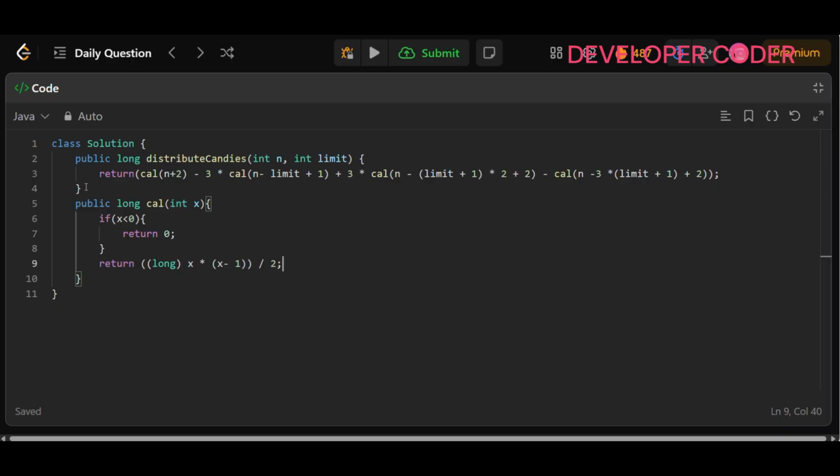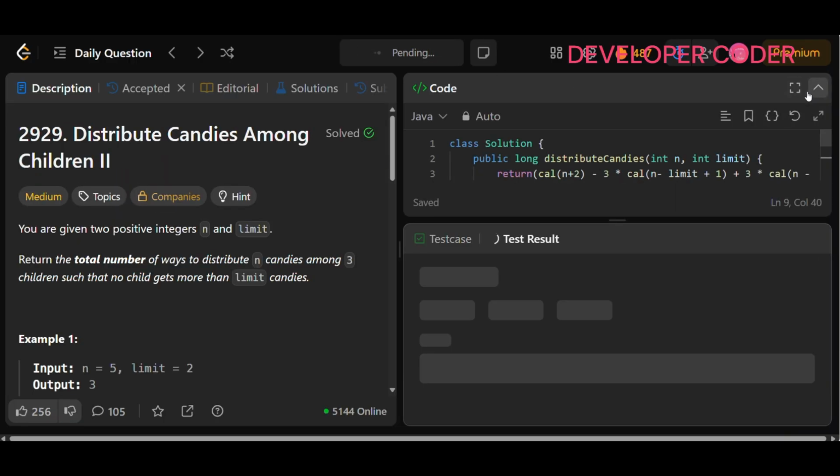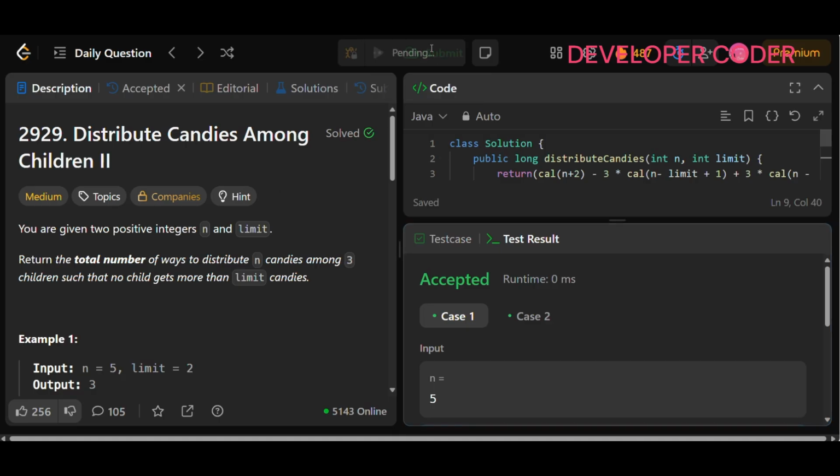Okay, so now let's run the code and see. So see, our solution is accepted, right? Now let's submit it.